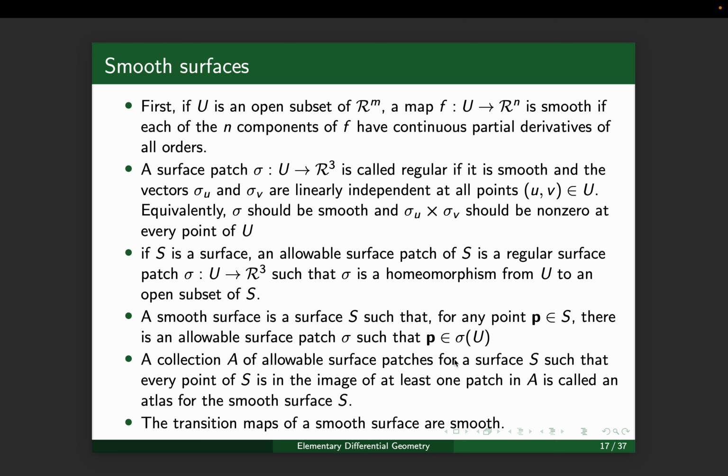This map is called a regular surface patch if the vectors sigma u and sigma v are linearly independent at all the points in U. This regular surface patch is called an allowable surface patch if sigma is a homeomorphism onto its image on the surface in R3. If there exists an allowable surface patch for every point of the surface, then the surface is called a smooth surface.